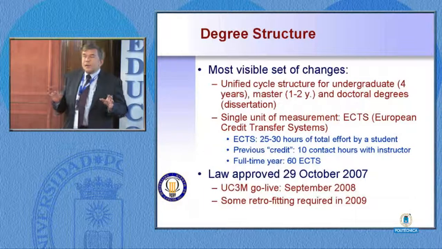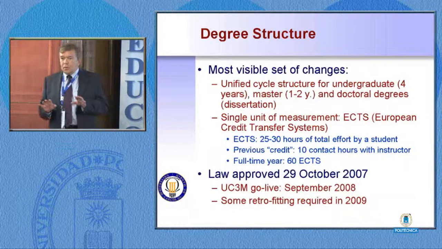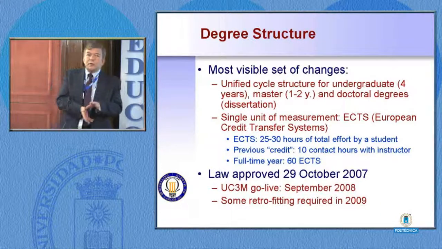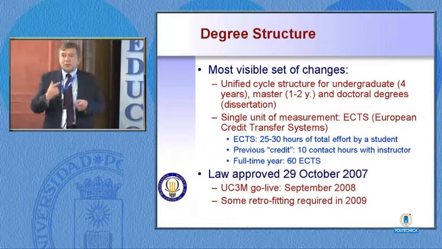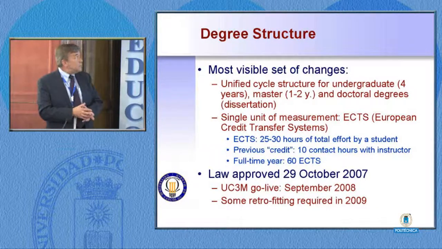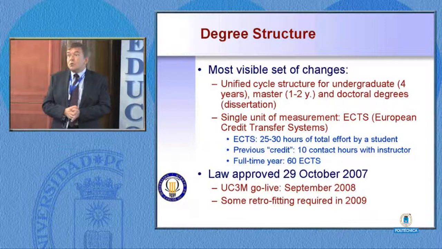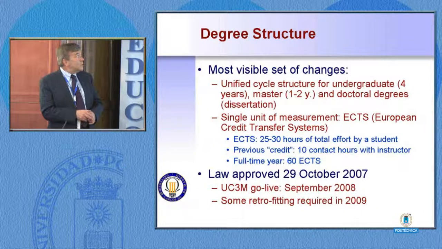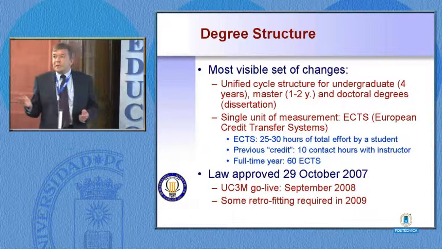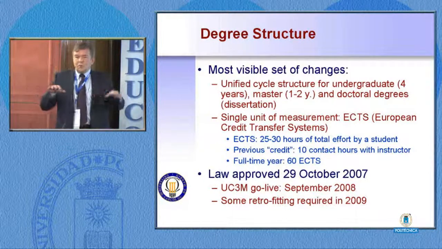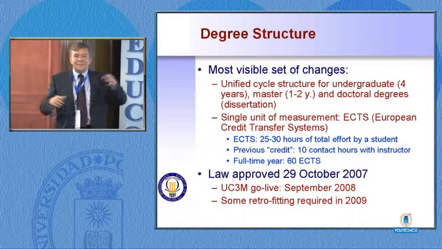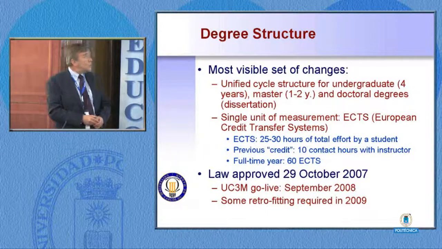So that implies two sets of changes. One are the more formal structure-related changes like the degree structure, adopting a common cycle structure. Like in Spain, a decision has been taken to adopt a common length for all the graduate degrees, 4 years, and 1 to 2 years for the master's degrees, and then the doctoral degree, which is basically the dissertation after the master. Before, we had all sorts of different lengths and types of degrees, which were not common with other European countries.